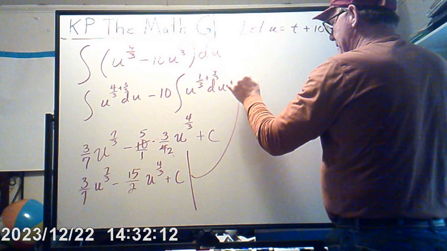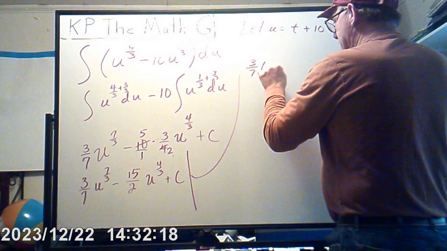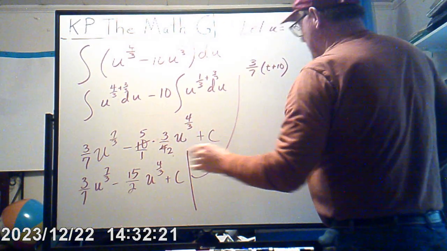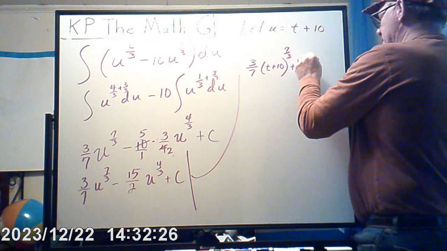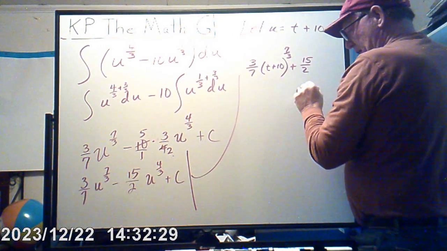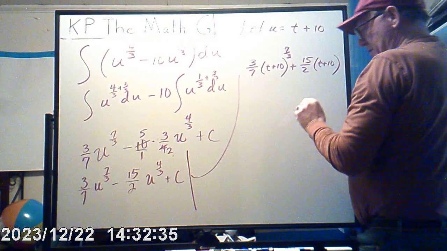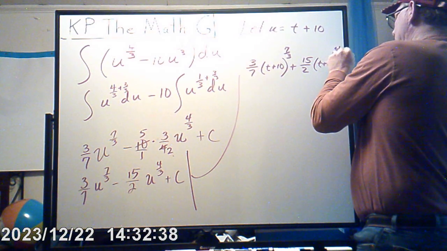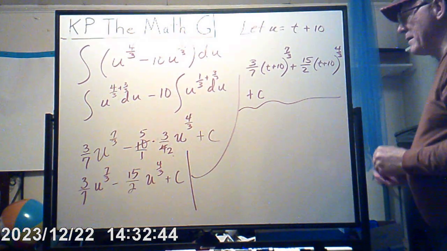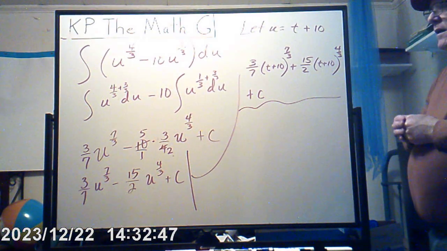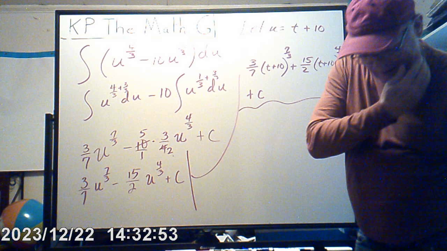Okay, so 3/7, t plus 10, t plus 10 to the 7/3, plus 15 over 2, t plus 10 to the 4/3. We just got to put our plus c down here. Plus c. Okay. And that's it. Since that's quite a bit to absorb at one time, I do agree that is.